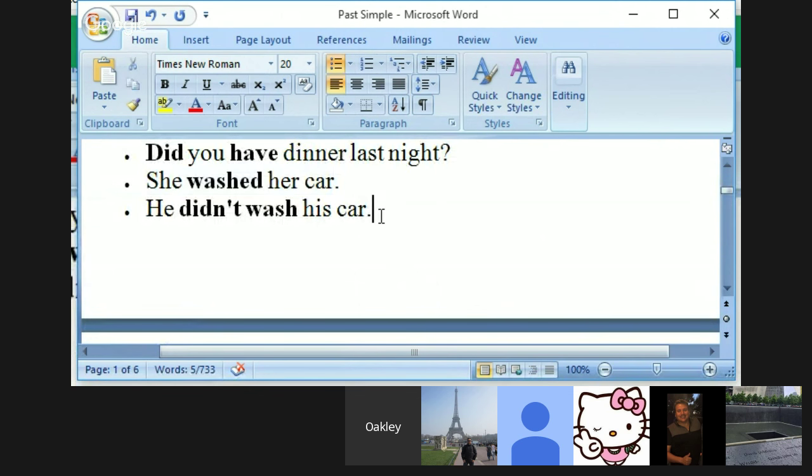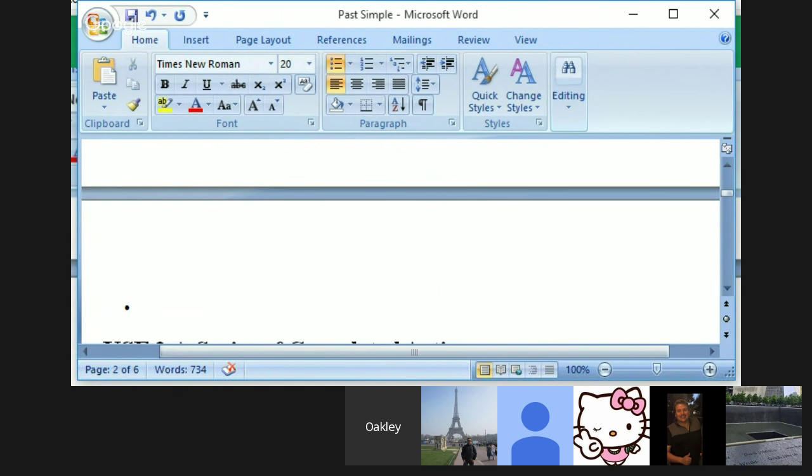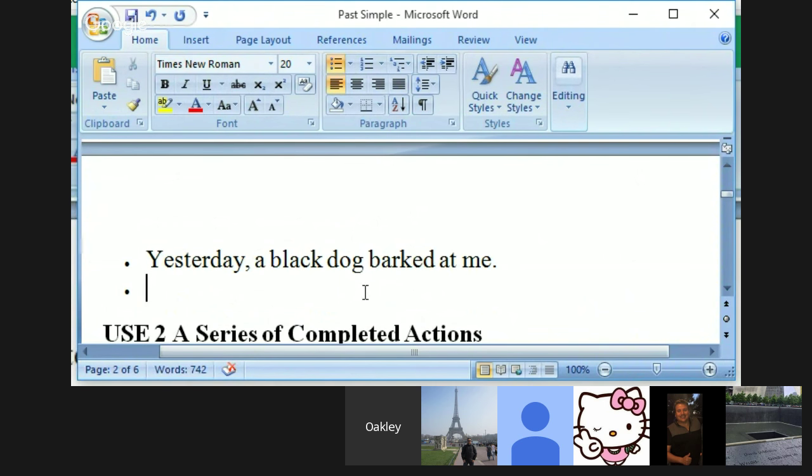Okay, let's try this most basic use of the simple past. Heidi? Yesterday, a black dog barked at me. Okay, perfect. Very simple. Bark is a regular verb. Just add ed. Simple enough.